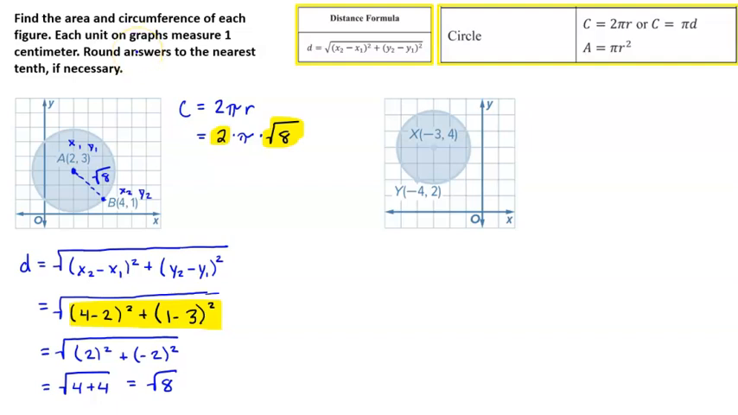And so 2 times the square root of 8 would be the same as 4 times the square root of 2, and then we would just leave pi on the end. So when we put our answers in terms of pi, this is called our exact answer, and then you would put your units on the end. But we're just going to go ahead and put this in our calculator. We are rounding to the nearest tenth.